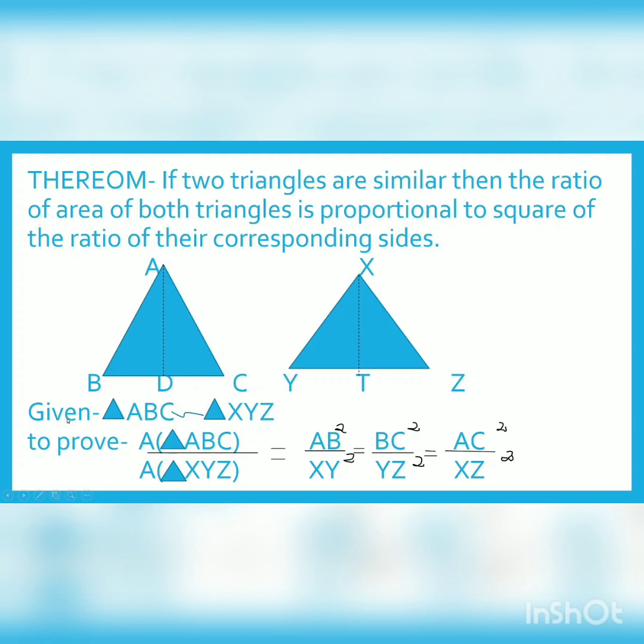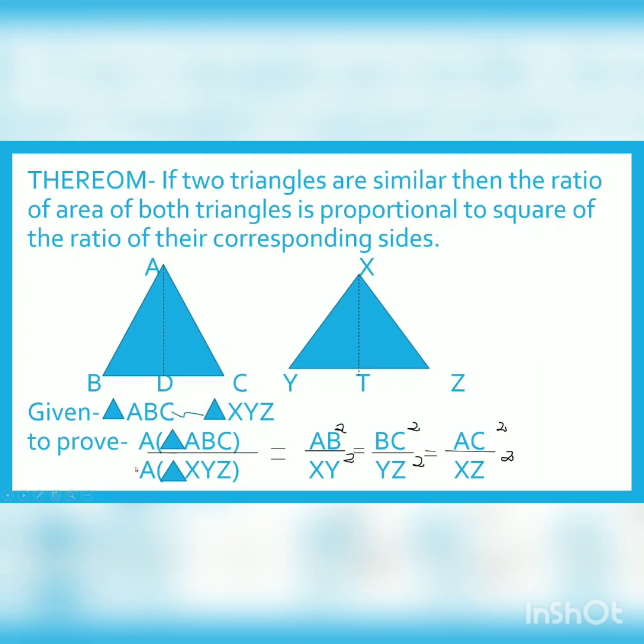Then write the given part. Two triangles are similar is already given in the theorem. So we draw two triangles ABC and XYZ. So you can write in the given part: triangle ABC is similar to triangle XYZ. Then the last part, to prove.